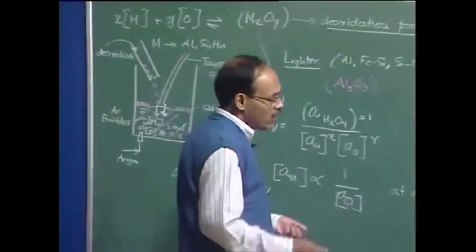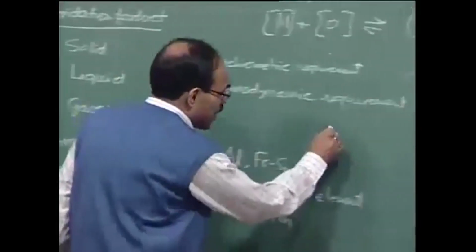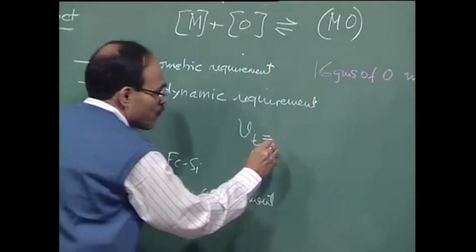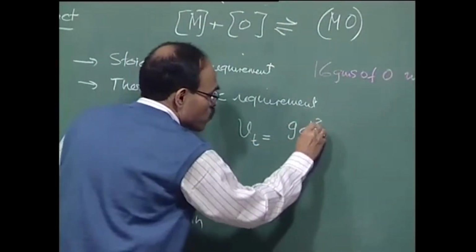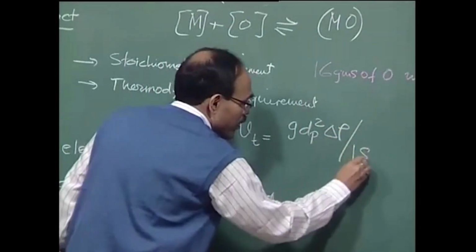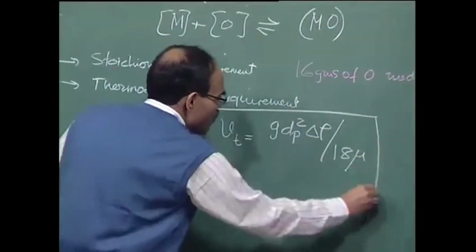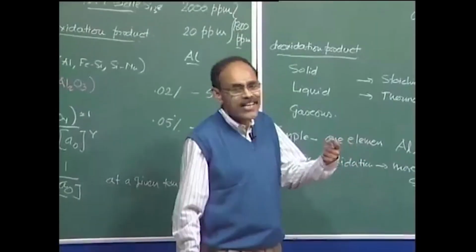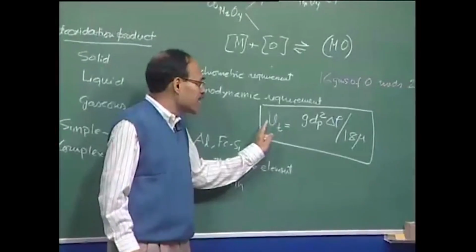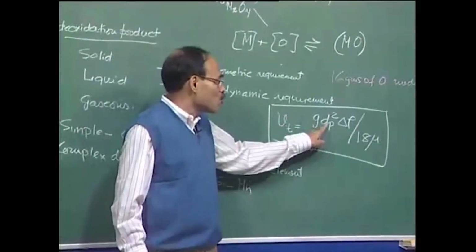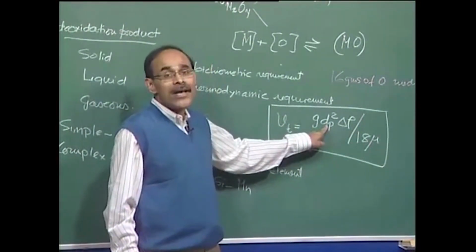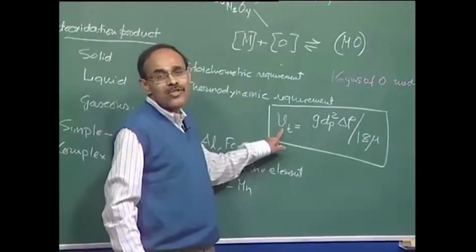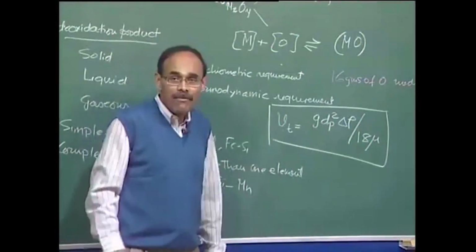We can use the Stokes settling or rising velocity, and we can say that the terminal rise velocity is g times the particle diameter squared times delta rho divided by 18 mu. I am not saying that this equation holds good all the time for all size ranges, but it gives us some idea and tells us that the rise velocity is directly proportional to the square of the diameter. If you increase the diameter by a factor of 2, the rise velocity increases by a factor of 4.